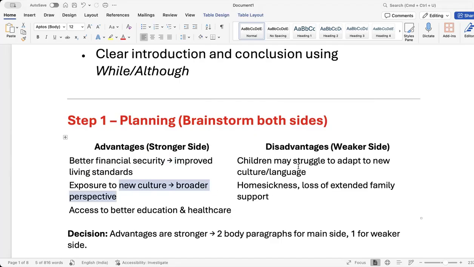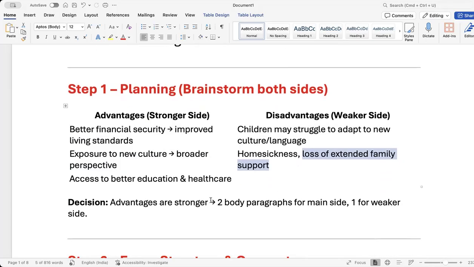And the second, on the negative side, I said children may struggle to adapt to a new culture or language, because they're children and it's difficult for them to adapt. And loss of extended family support: they might miss their grandparents, and the burden on the parents will increase. So in the end, I thought the advantages are stronger. So I'm going to write two body paragraphs for the advantages and one paragraph for the disadvantages.